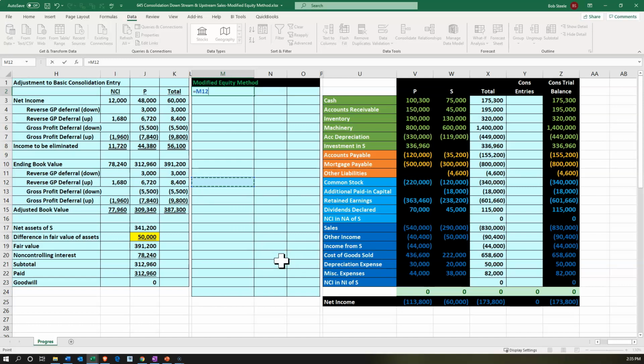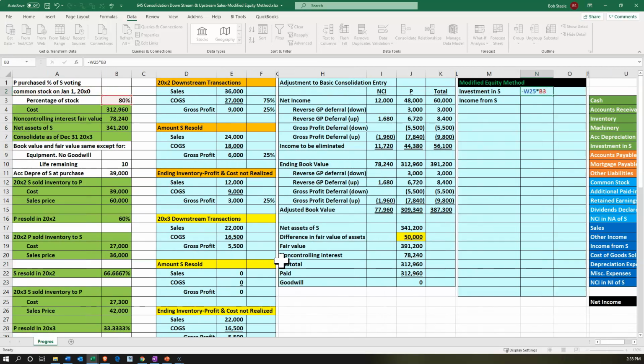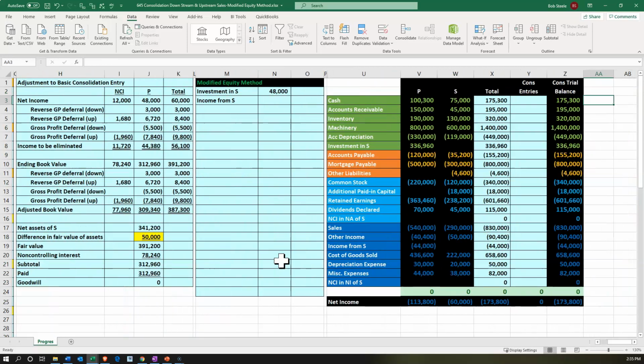I'm going to say, well, normally we have the investment, and then the income from S, and that's going to go up by P's portion of the net income of S, which in this case is that 60,000 times the 80%. Normal equity method stuff.